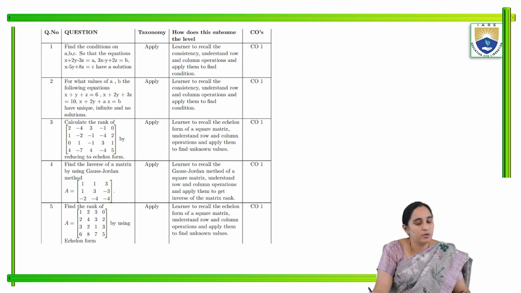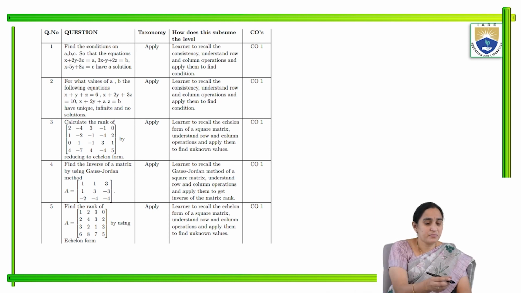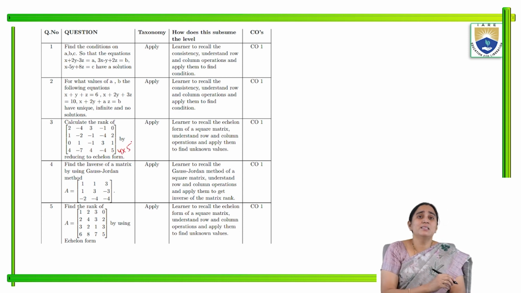Next, calculate the rank of the matrix 2 minus 4 3 minus 1 0; 1 minus 2 minus 1 minus 4 2; 0 1 minus 1 3 1; 4 minus 7 4 minus 4 5 by reducing to echelon form. Observe the third question: is it a rectangular matrix or a square matrix? Here the rows are 4 and the columns are 5. This is a rectangular matrix, not a square matrix.